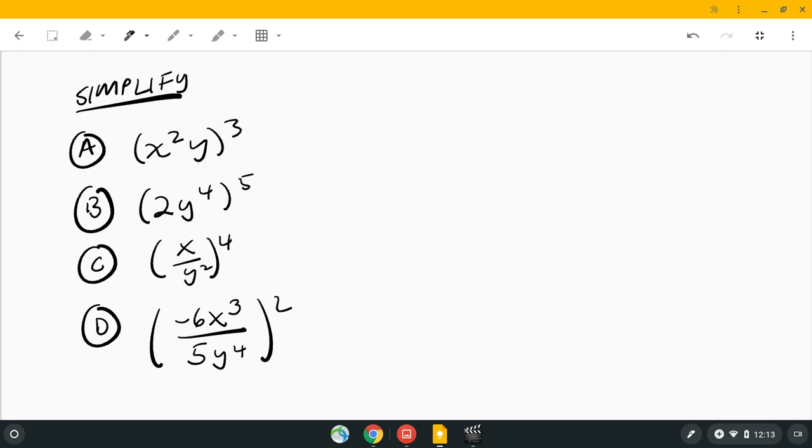All right, going to use our power rule here, so multiply the exponents. I get x to the sixth. And remember, this has an invisible 1, so y to the 1 times 3. And that would be our answer. Here, I will get y to the 20th power, but don't forget you also have to do 2 to the 5th power. So 2 to the 5th power and y to the 20th power.